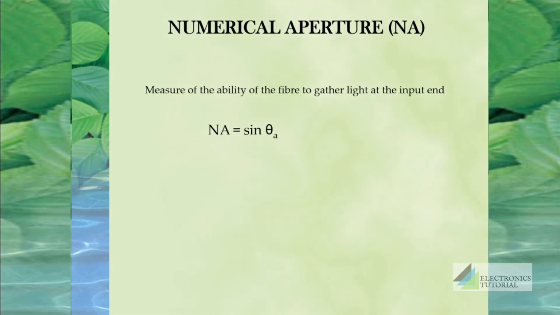It is the maximum angle to the axis at which the light may enter the fiber in order to be propagated. Now we will discuss another important term, numerical aperture. This parameter is a measure of the ability of the fiber to gather light at the input side. Thus, it can be represented in terms of acceptance angle. It is defined as numerical aperture equal to sine of acceptance angle. Numerical aperture can be expressed in other terms also. We will try to derive some other relations for numerical aperture.